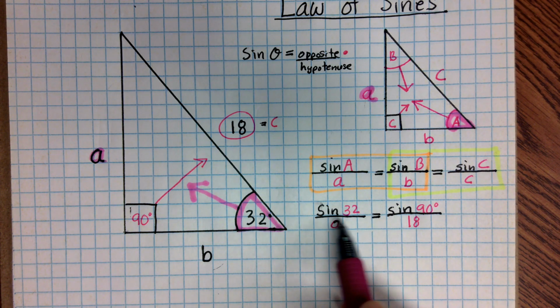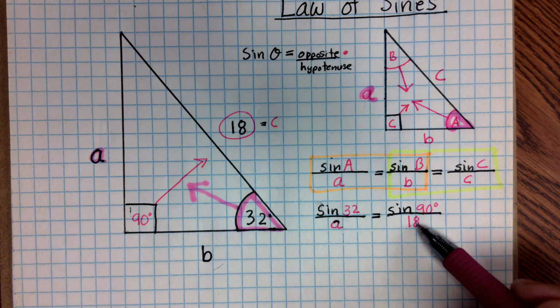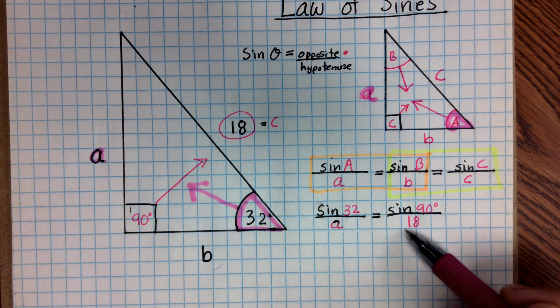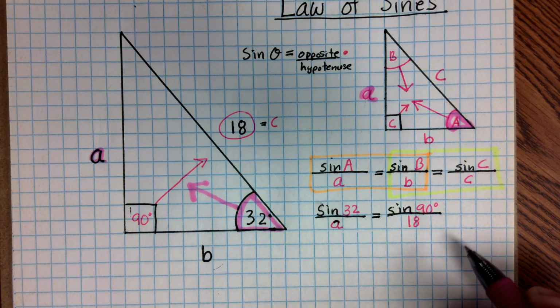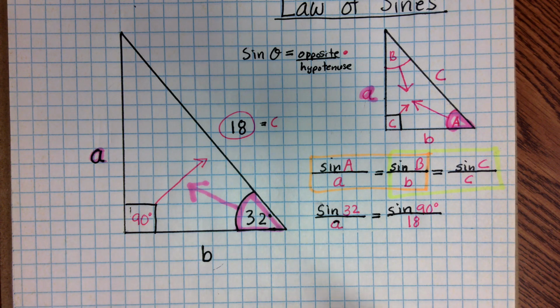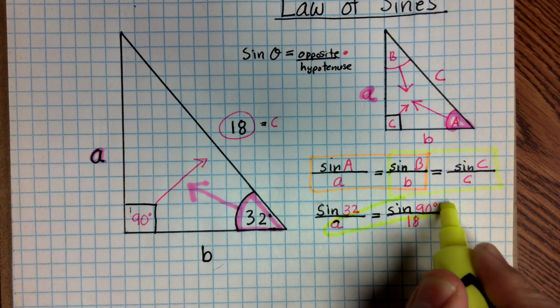Now once I have this proportion set up, we're going to do cross multiplying. And it's really inverse operations. Technically I'm going to multiply both sides by 18 to get rid of this denominator. I'm going to multiply both sides by A to get rid of that denominator. But teachers love to call this cross multiplying, and you could look at this as I'm simply multiplying A times sine 90.